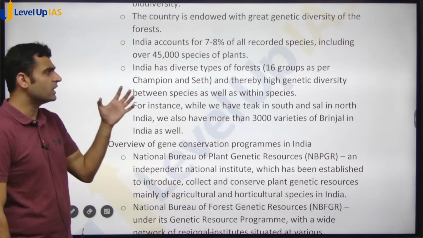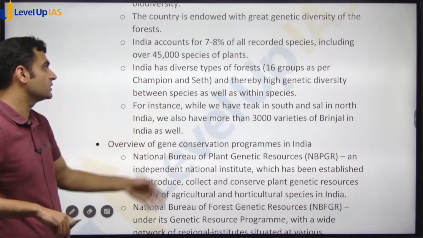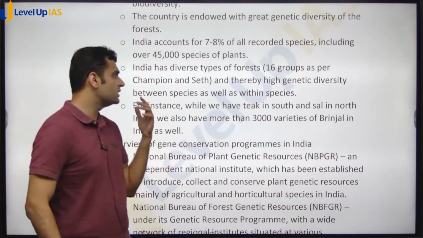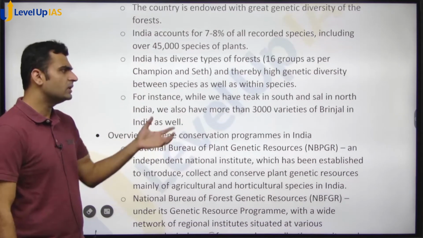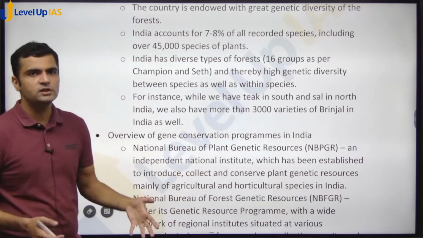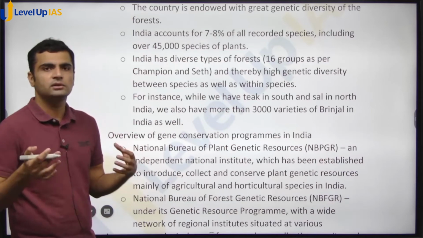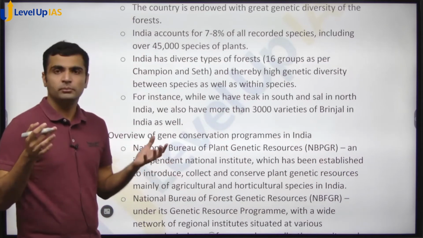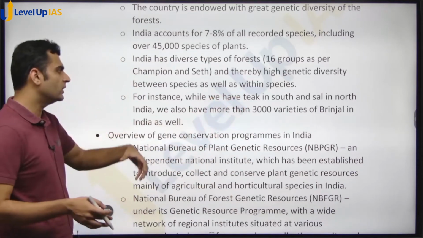India has diverse types of forest. We have 16 groups of forest according to Champion and Seth classification. So thereby high genetic diversity is already there between species and within species as well. For instance, we have teak in South India, sal in North India. So there are different species. Even within teak, there is white teak, Gmelina arborea, there is Tectona grandis, and there are a lot of other teak species as well.